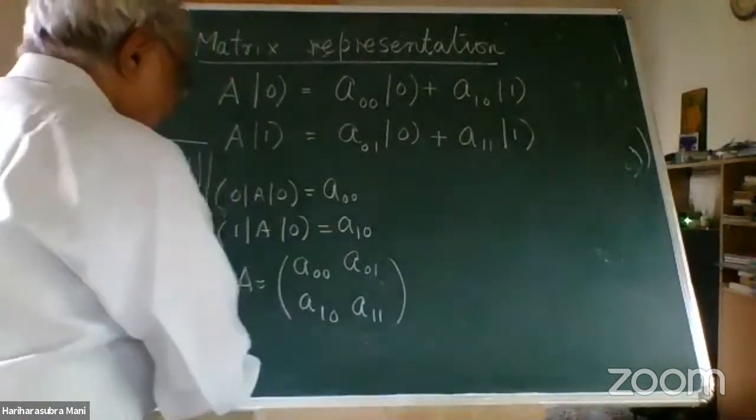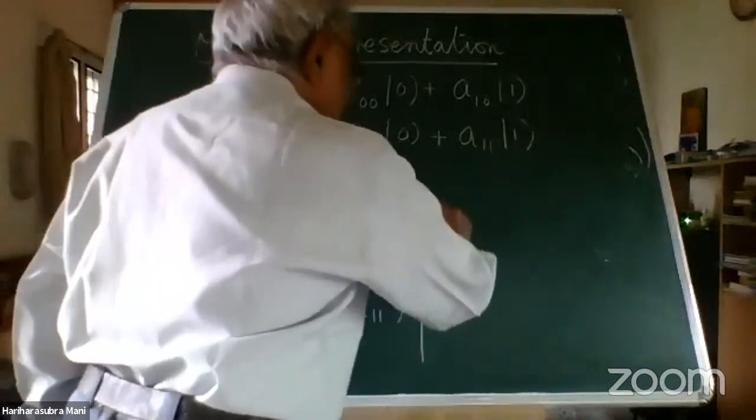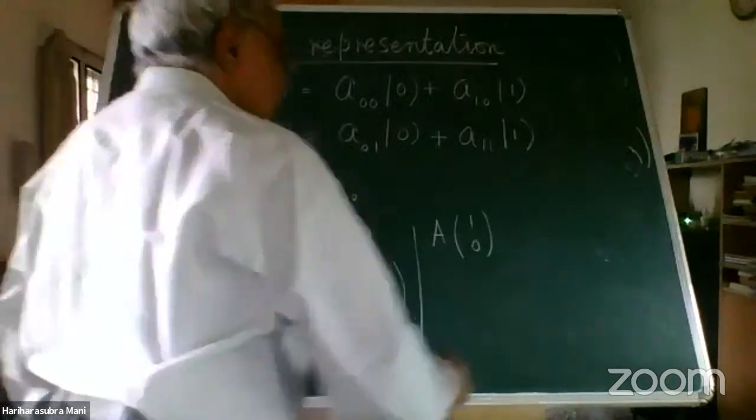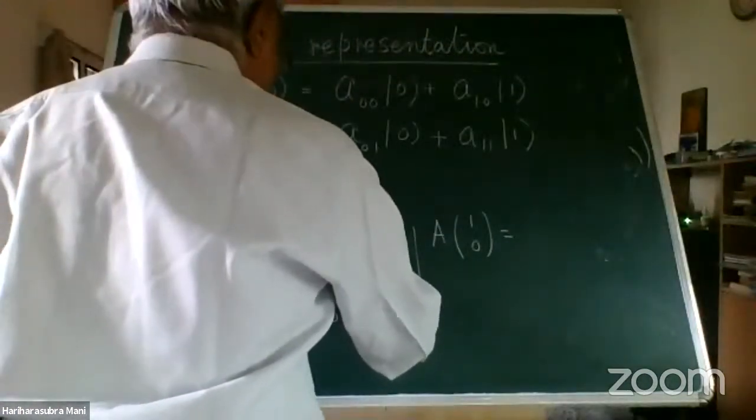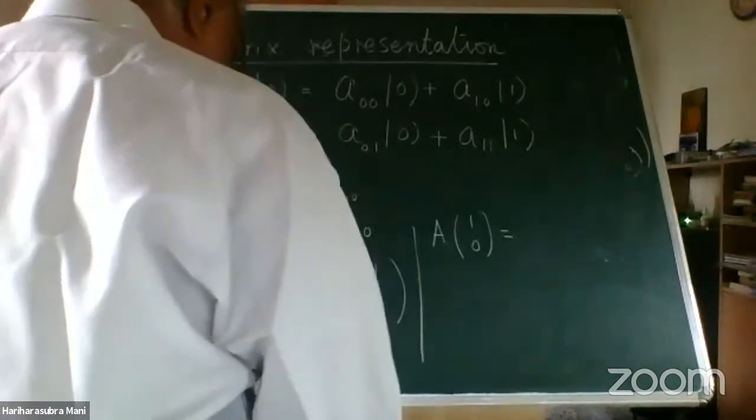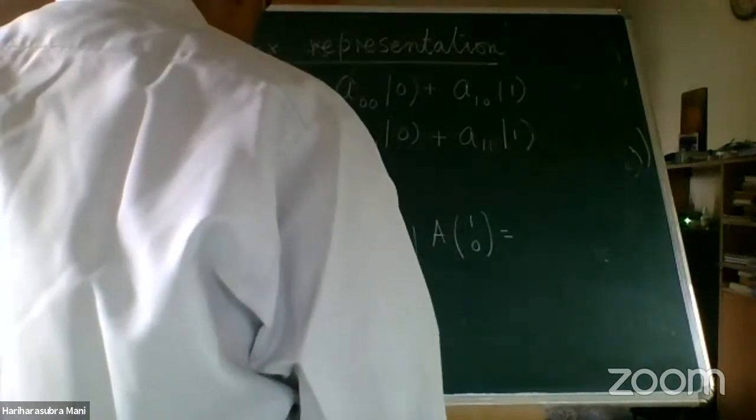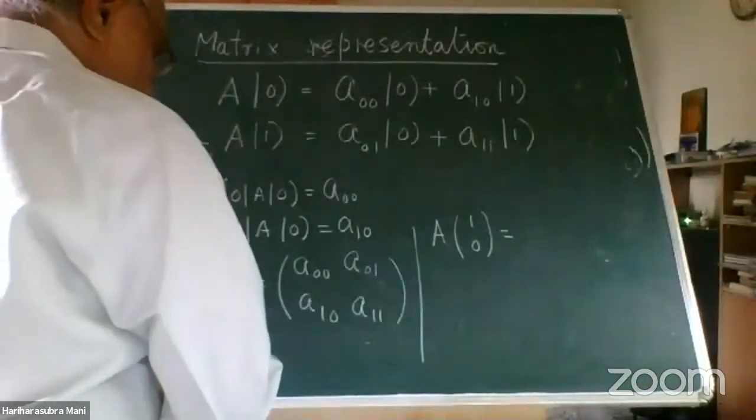Right? Check. This is my A. Let's operate A on 0. Let's see whether this works out. A 1 0. When it operated, I get A 0 0. Did I write it wrong? 0 1 1 0. Let me just see. What did I do? A 0 1 0.